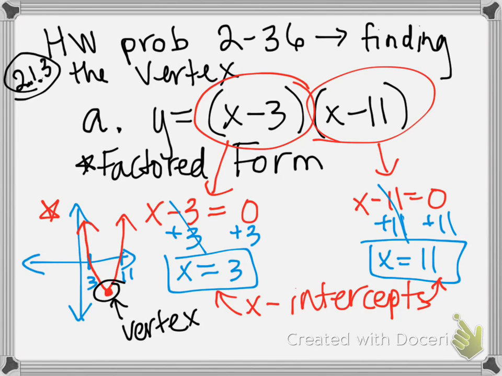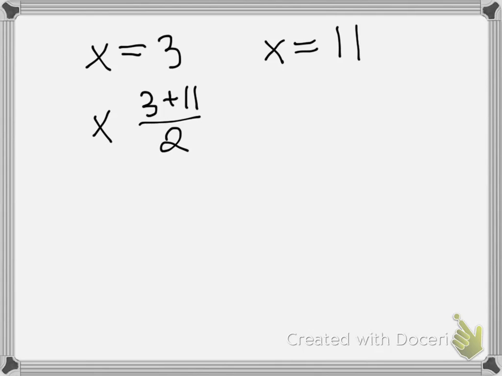Now the method that they want you to use on this is averaging those x-intercepts. Visually, if you look at the picture, if one x-intercept is here and one is here, that vertex is halfway between, which we can find by just taking the average, which is adding them together like this. My x was 3 and my x was 11. I'm going to average them, so 3 plus 11 divided by 2. This is going to find my x value of my vertex. So that's 14 divided by 2, which is 7.